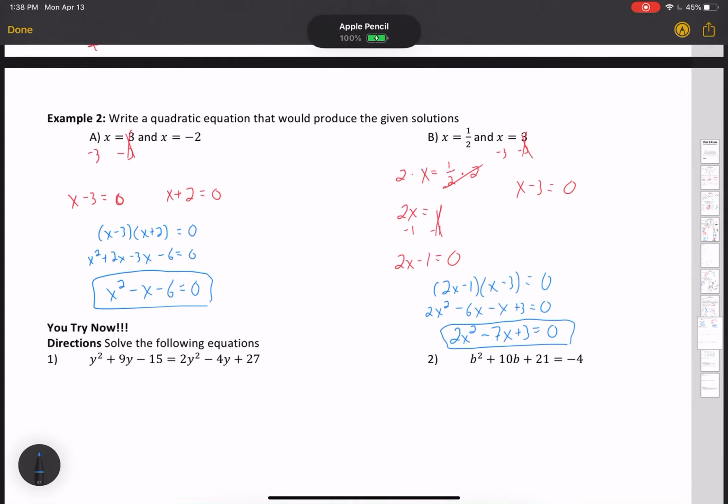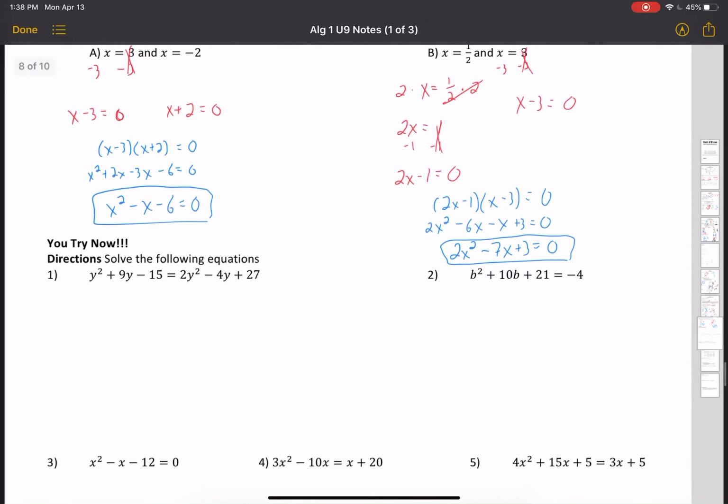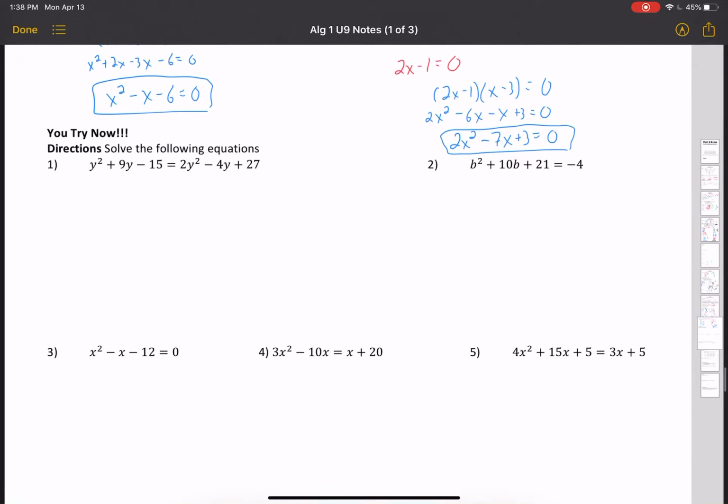Okay, so there will be a couple problems like that on your homework. There are some down in the U try now. All right, so some of them are going to pop up on a Schoology quiz, like I said in the previous video.